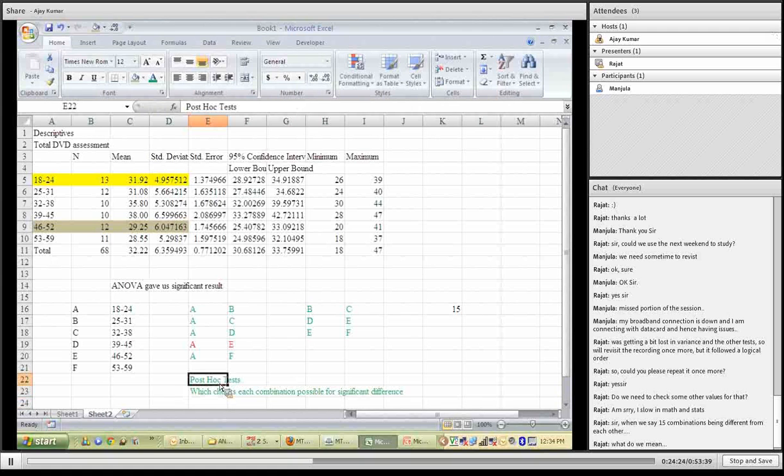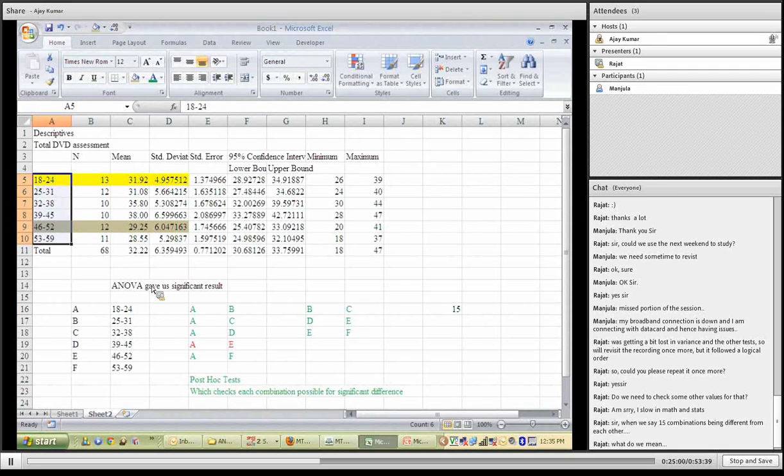So now we know that ANOVA gave a significant result, we know that these groups are different from each other, but to come to know which of these groups are different, let us try something else, and this something else would be nothing but post hoc tests. So post hoc tests are also available in SPSS under the section of ANOVA only. So we will try to apply post hoc tests.